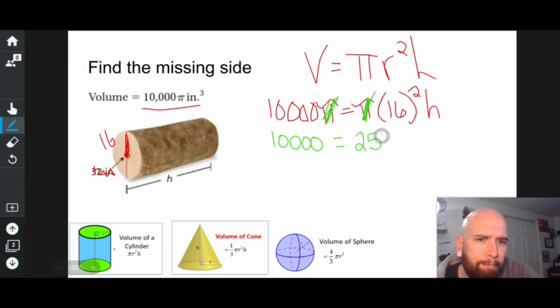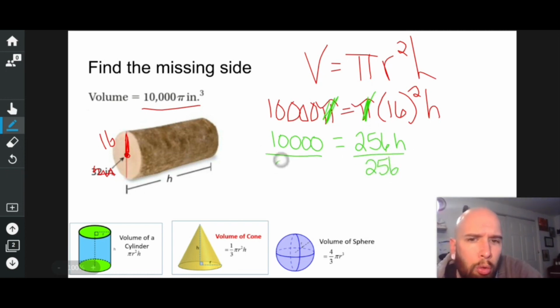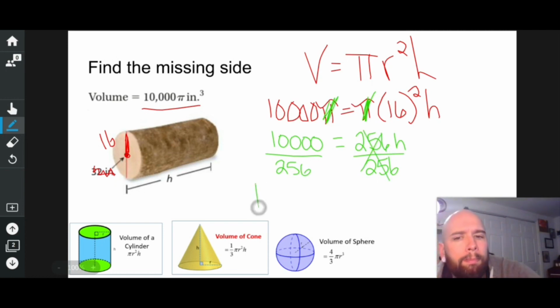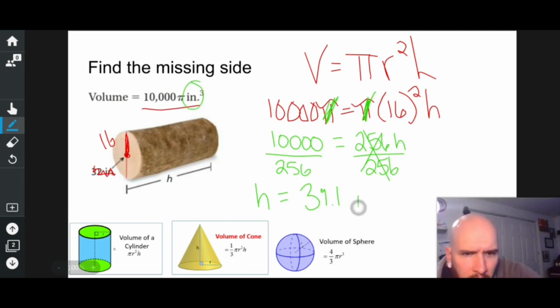All right. Is h all by itself? No. What is in the way? 256 is in the way, so let's divide 256 from both sides and cross it out. What is 10,000 divided by 256? It's 39.0625. So we'll put 39.1 instead of 39.06. 39.1 what? Inches. Inches regular.